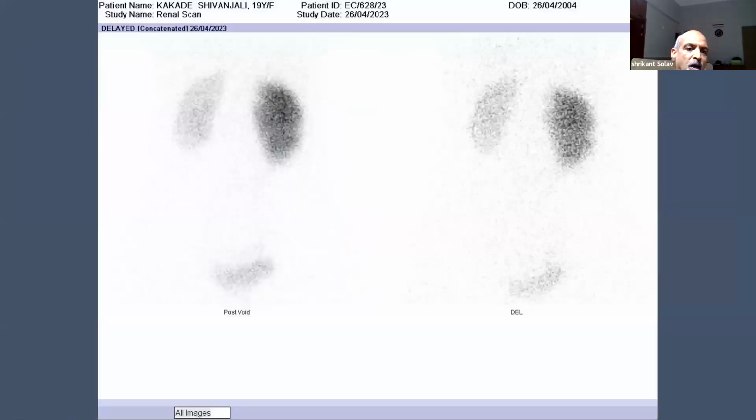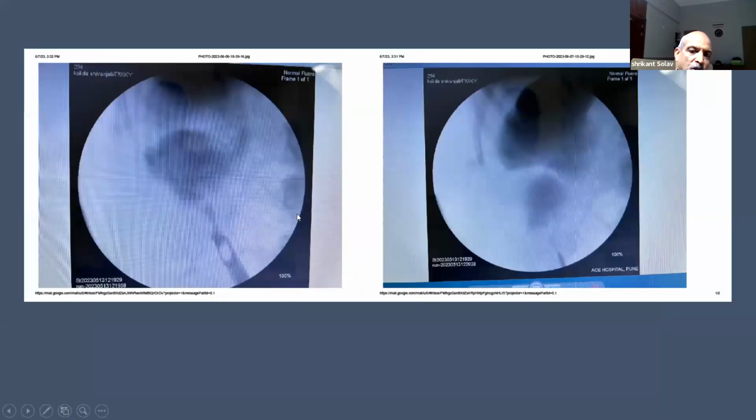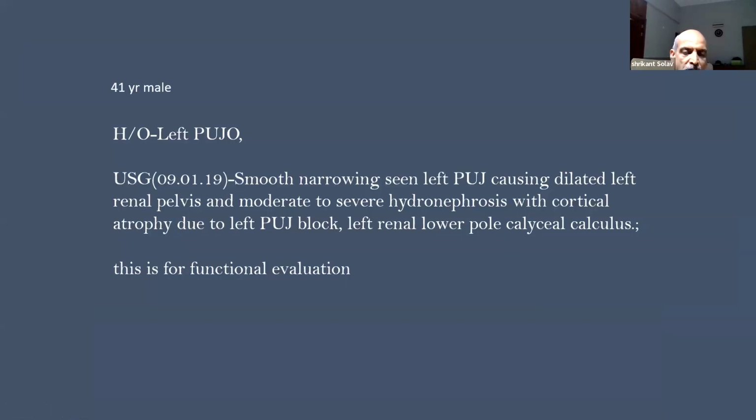Because in a sluggishly draining system, the only way to differentiate between an obstructed system and a sluggishly draining system is a retrograde study. So we insisted on the retrograde study, and there was a stricture seen, secondary PUJ seen on the retrograde study. So that's an important limitation of a renal scan: pre-pyeloplasty, the system is patulous and dilated. In a post-pyeloplasty situation, that patulous dilated system may persist for years together, and it may take a while.